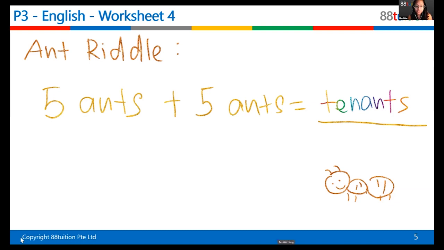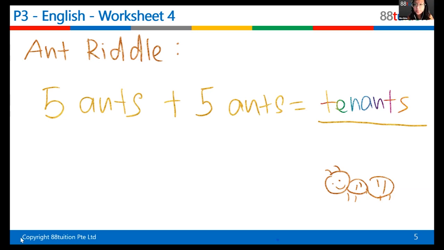Okay, so what's a tenant? Can you explain to me? Who's a tenant? Someone who lives in someone else's house and then rents it and then they pay you money. Very good. So that is today's riddle.